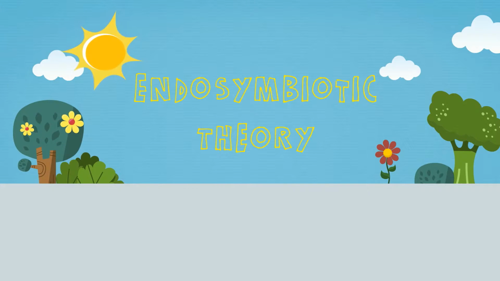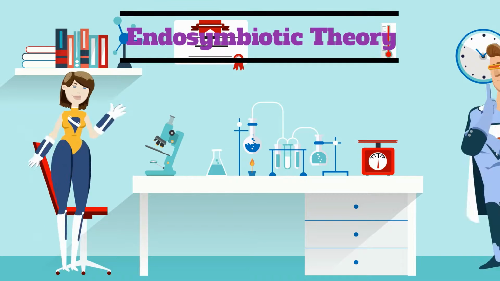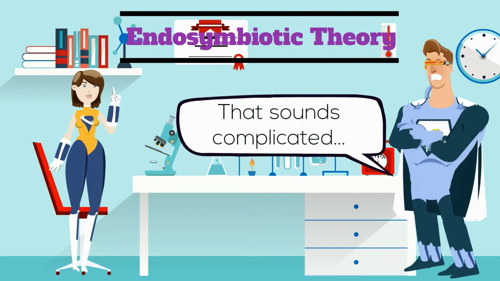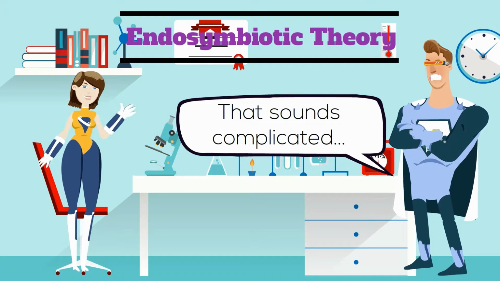Today we'll be talking about the endosymbiotic theory. Wait, what's that? Well, to put it simply, the endosymbiotic theory is the theory that eukaryotic cells evolved from an ancient bacteria cell. That sounds complicated. It's okay, let's start off with some simple definitions first.